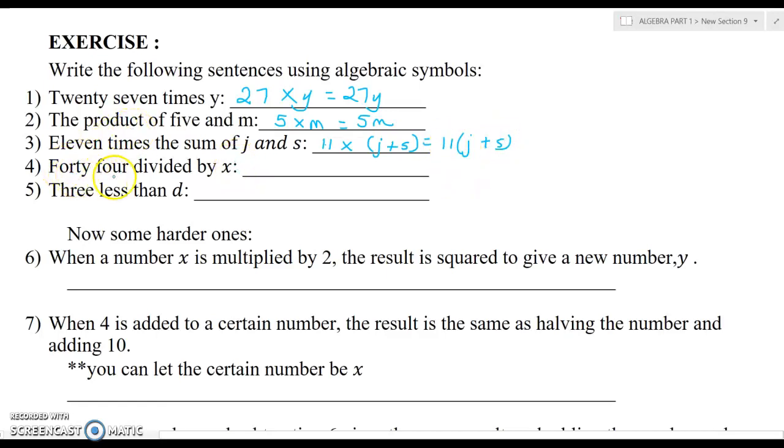Number 4, 44 divided by x. You could write that as 44 over x, like a fraction. Number 5, 3 less than d. So you get d minus 3. Right? Pretty simple. Now let's look at the harder ones.